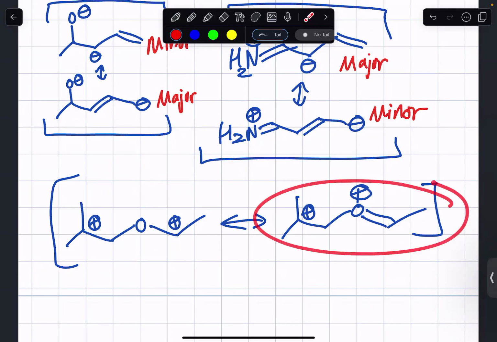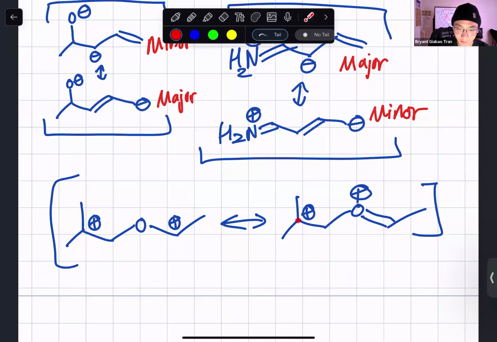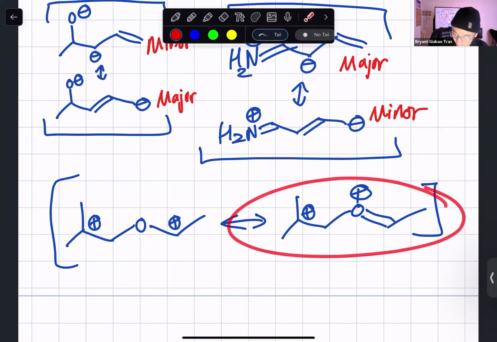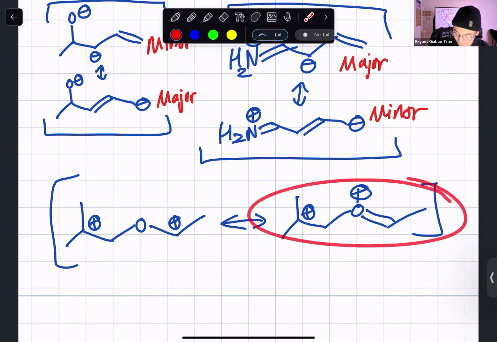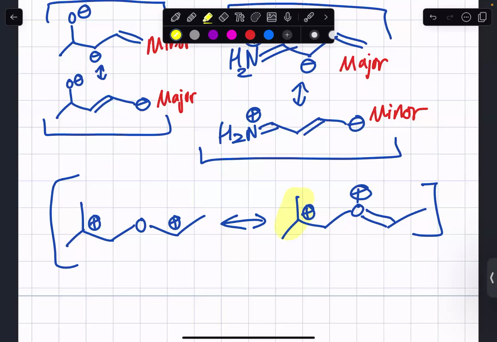Not every atom in this resonance structure fulfills the octet rule, because this carbon here does not fulfill the octet rule. That's a carbocation that has 6 electrons. This carbon here also does not fulfill the octet rule, and this carbon here also does not. But this carbon does fulfill the octet rule. So there are fewer atoms that do not fulfill the octet rule here, or more atoms that fulfill the octet rule here, which is why this is the major one, the right one.